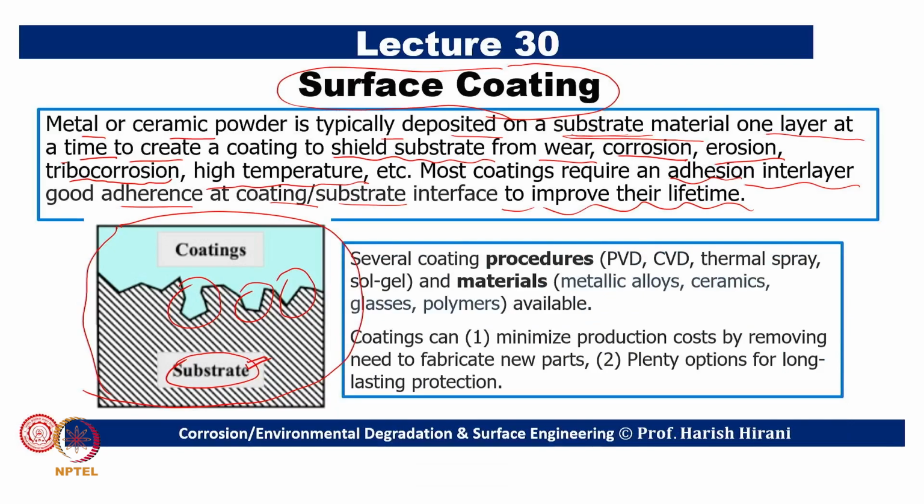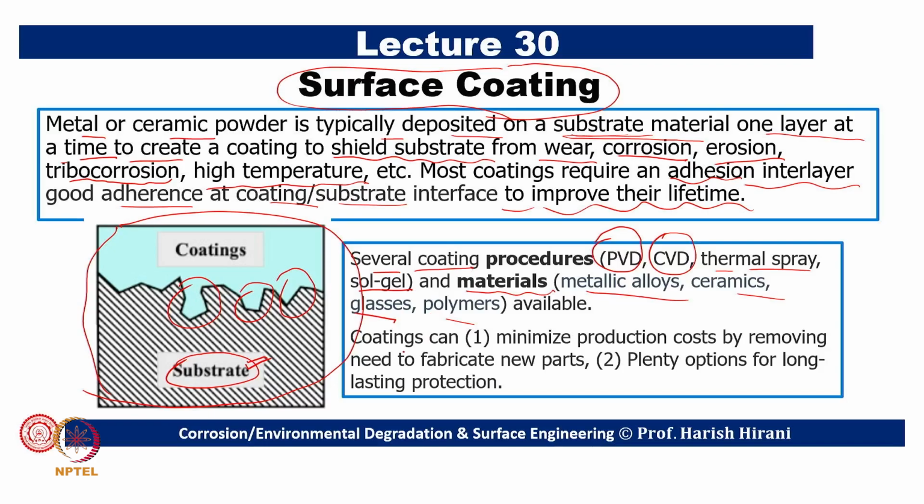Now, there are several coatings and several coating procedures. PVD itself is a big domain. CVD is another method. Thermal spray has many coatings in itself. Sol-gel is a kind of solution-to-gel formation coating. Then we have several materials, including nanomaterials, which can be used for coating purposes. It can be metallic alloys, ceramics, glasses, or polymers. So, these kinds of coatings are possible.